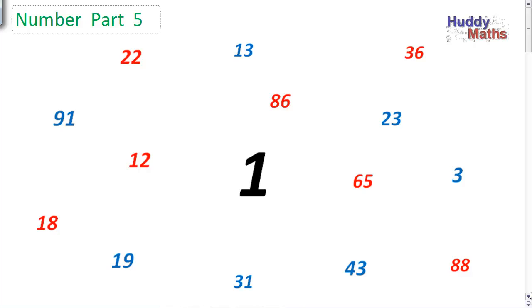Let's have a look around the screen now. I've got a puzzle for you. There are some red numbers and some blue numbers and one black number. What's the difference between all these numbers?